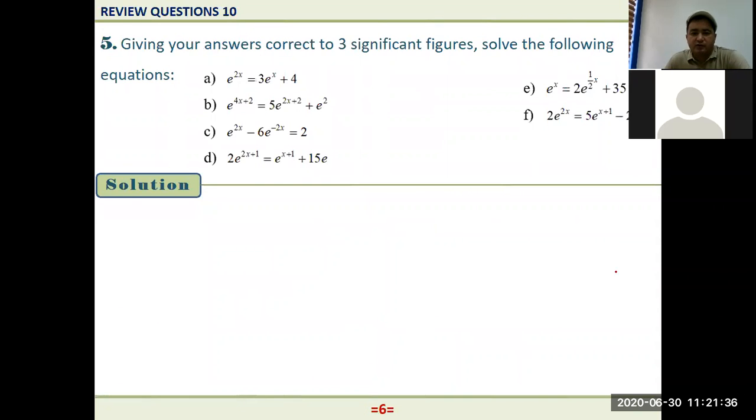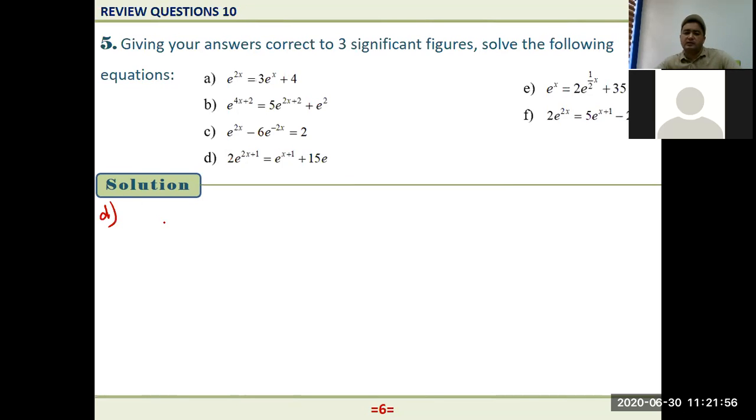Give your answers correct to 3 significant figures. Solve the following equations. Okay, we have a lot of questions here. We can just solve maybe 2 of them. Which one? Let's start with D. Let me solve D.